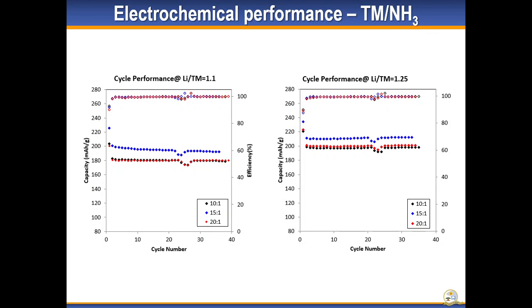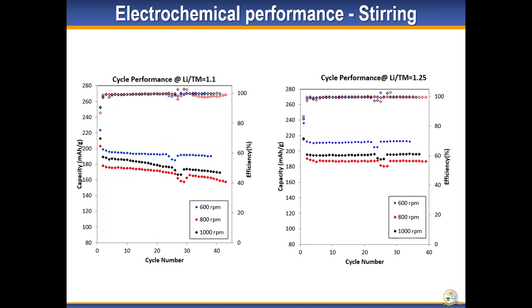In terms of electrochemical performance, we found that the effect of transition metal to ammonia ratio showed that at 1.1 lithium to transition metal and 1.25, the 15 to 1 ratio had the highest capacity across the cycle numbers. This was closely followed by the 20 to 1 and then the 10 to 1 ammonia ratio. The efficiencies were in the high 90s for all the products.